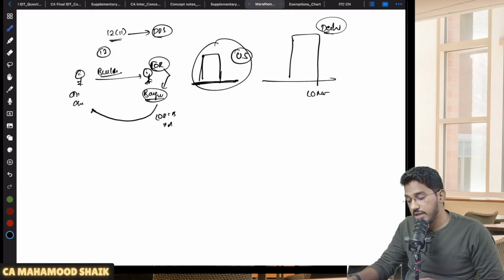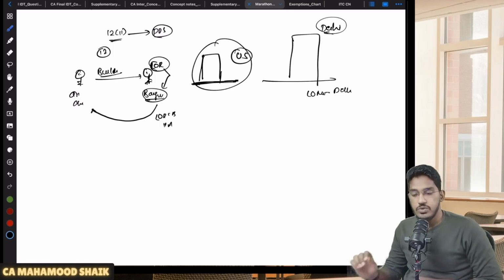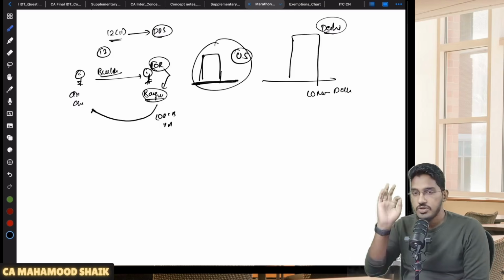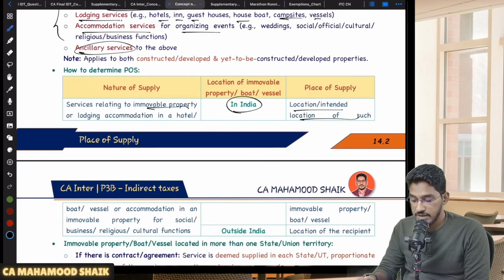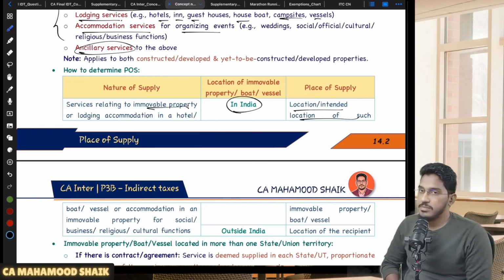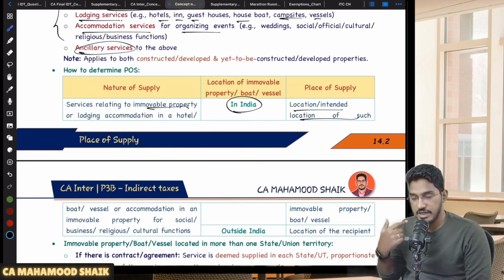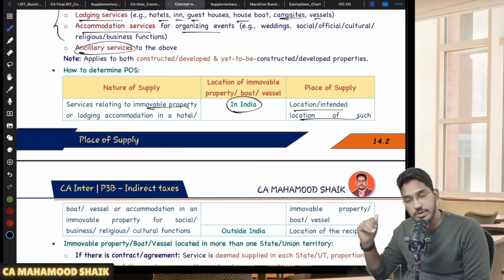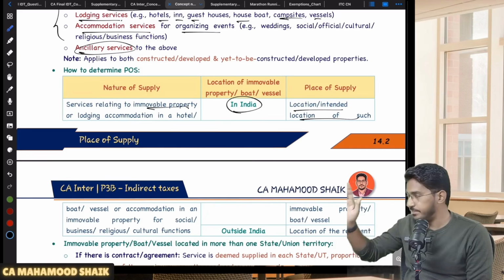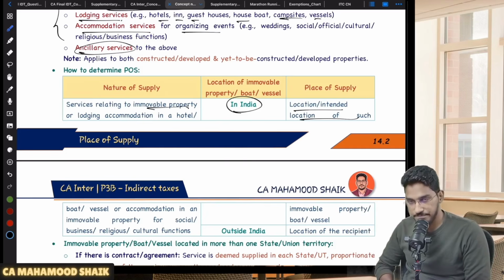Location of immobile property, which is Delhi here. The place of supply will become Delhi. Okay, so you have to remember this, my dear students. So how to determine place of supply in case of services related to immobile property? If the immobile property is located in India, the place of supply is in India. If the immobile property is located outside of India, location of recipient. Sorry, once again, if I repeat it, if the immobile property is located in India, location of the immobile property. If the immobile property is located or intended to be located outside of India, the location of the recipient will become the place of supply.